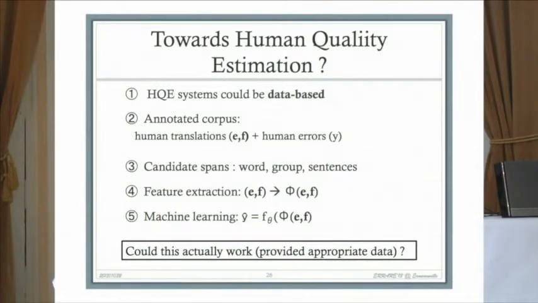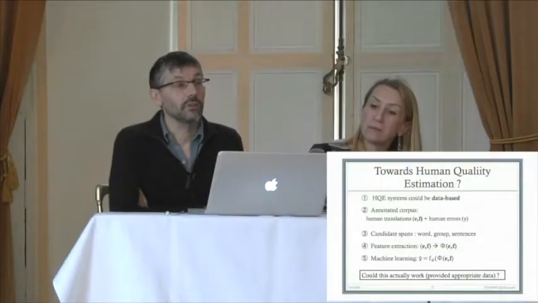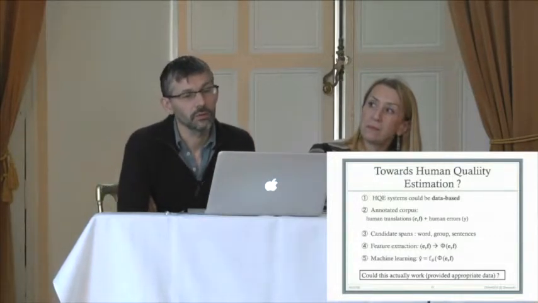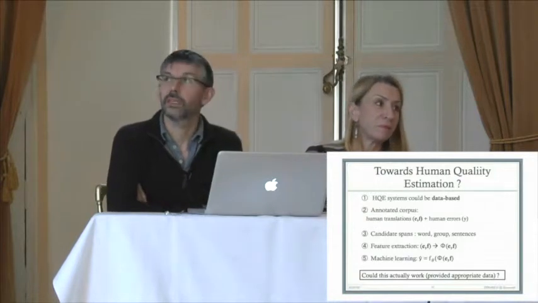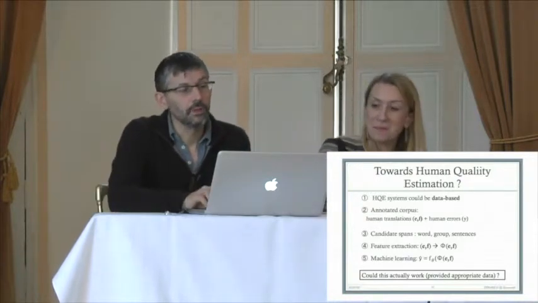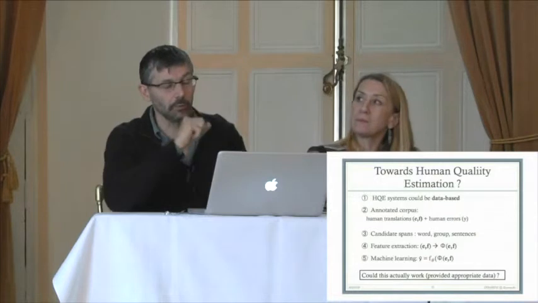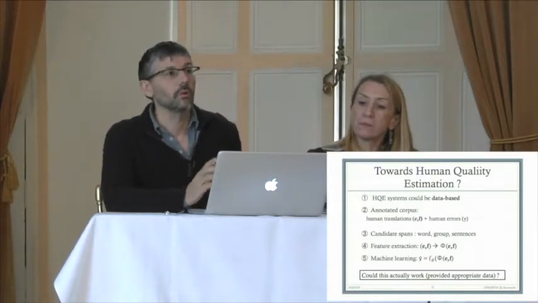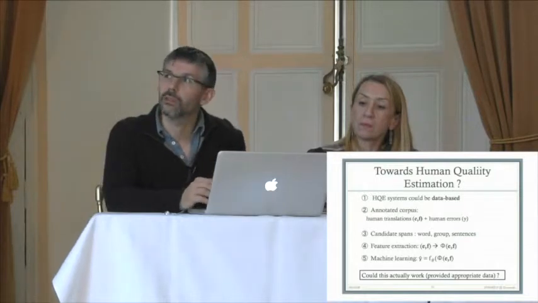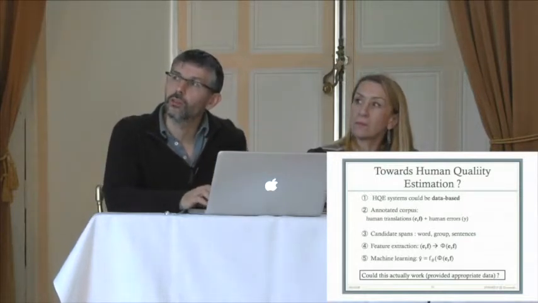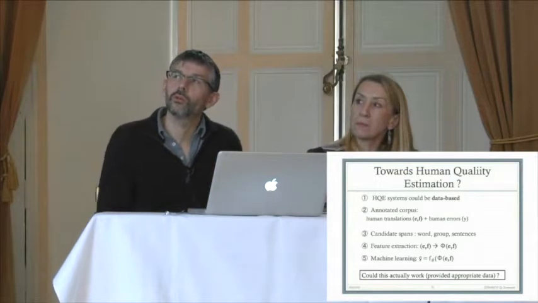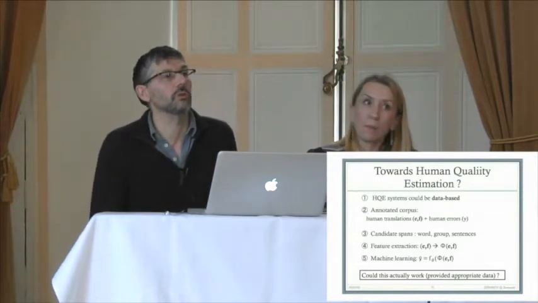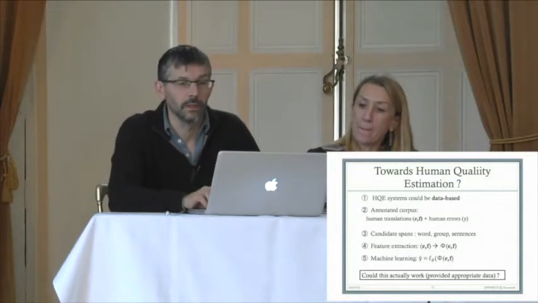human quality estimation? The first thing we would need is a corpus with annotated human errors, and as I will explain later, we don't have that yet. But assuming that this corpus would exist, the next difficult question is feature extraction. What kind of features will be useful to detect human errors? And it's not so clear at the moment that the kind of features we use for confidence estimation of machine translation would be useful for human translation as well.